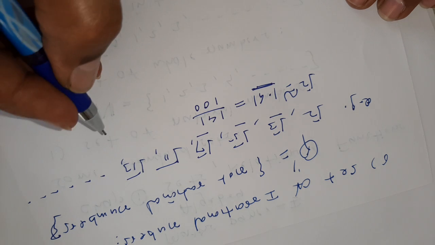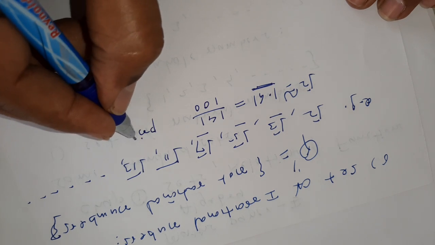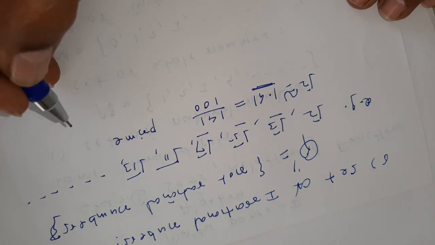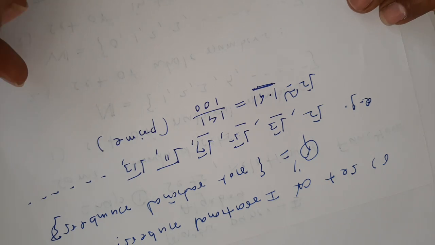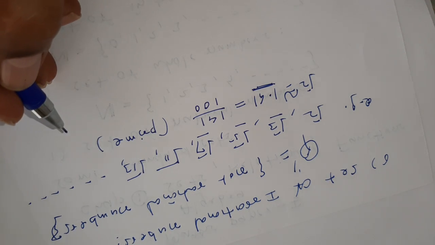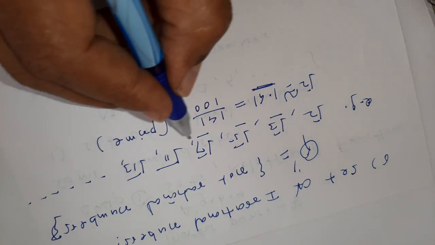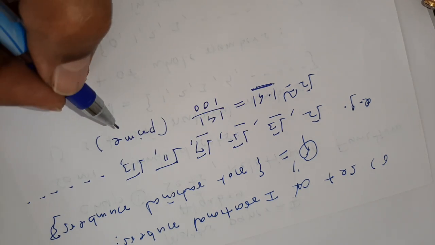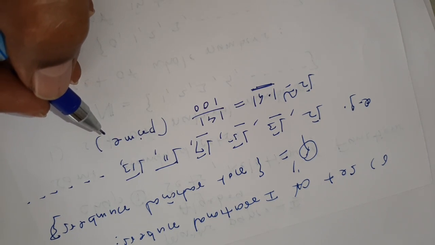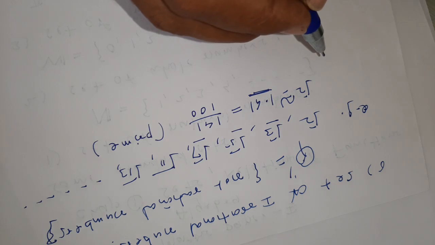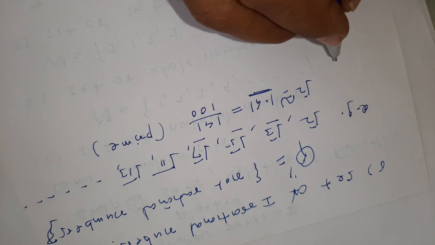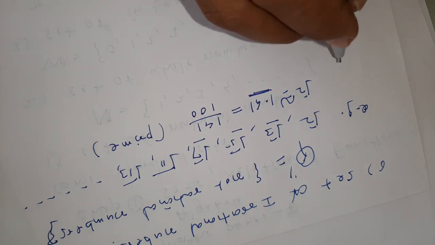Similarly, root 3, root 5, these 2, 3, 5, 7, 11, 13 are prime numbers. What are prime numbers? The numbers divisible by only itself and 1 are called prime numbers. So root 9 is not an irrational number because root 9 is plus 3 or minus 3. Root 8 is not a prime number, and is not an irrational number.